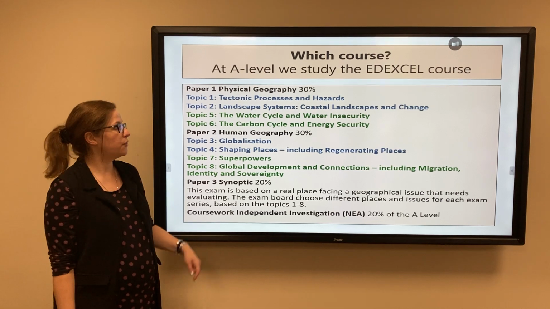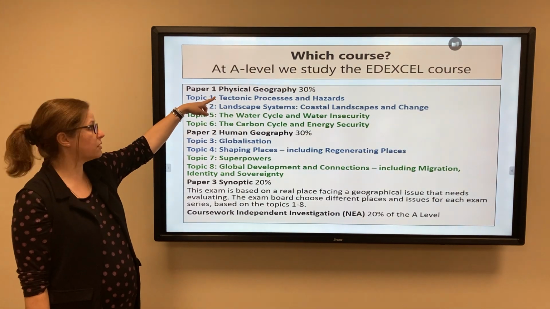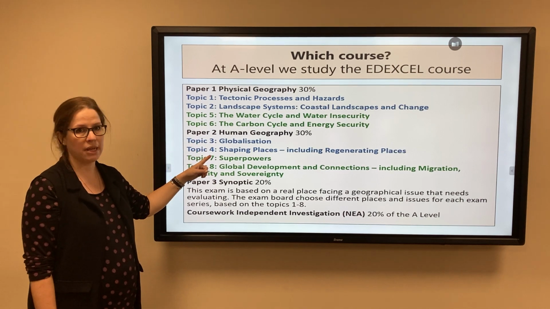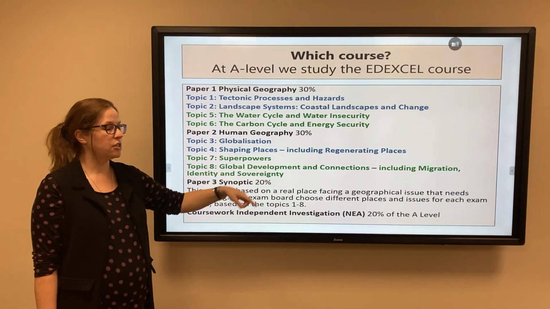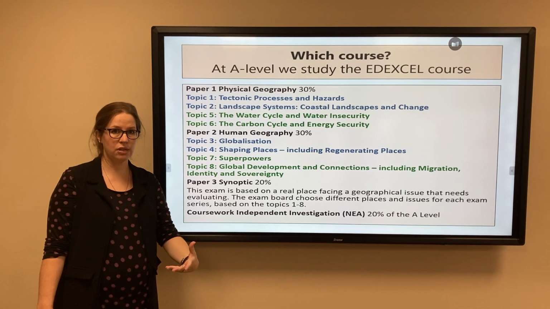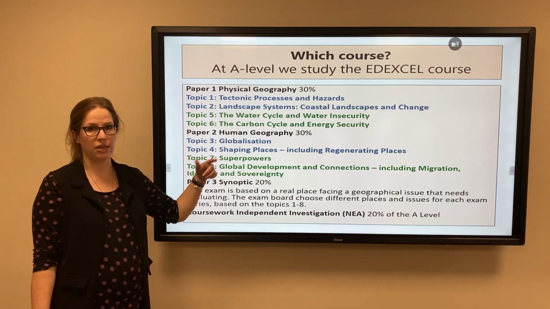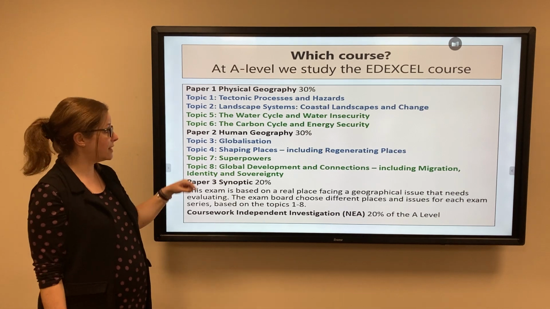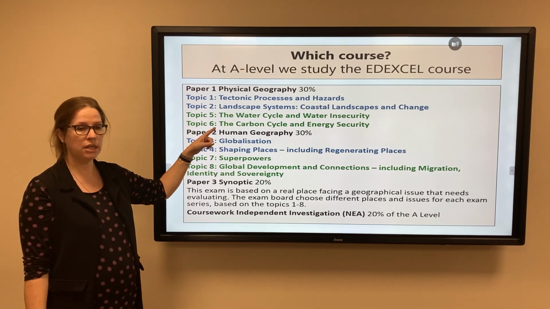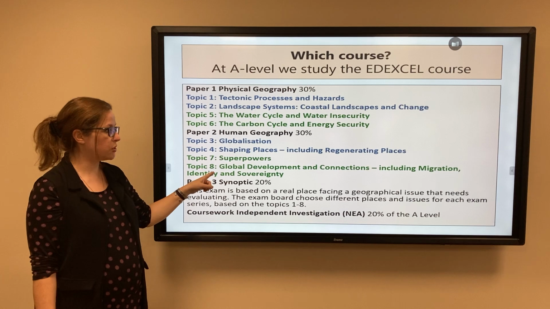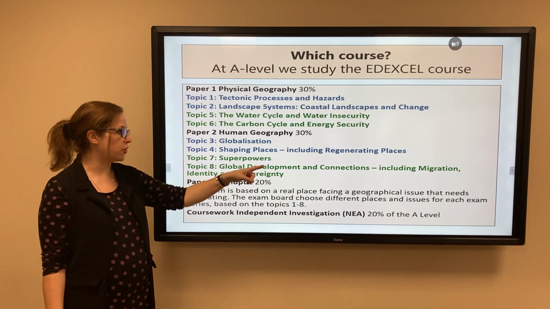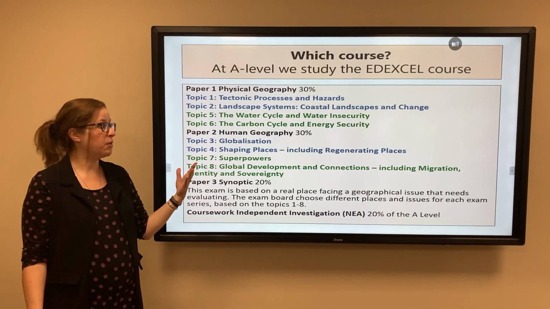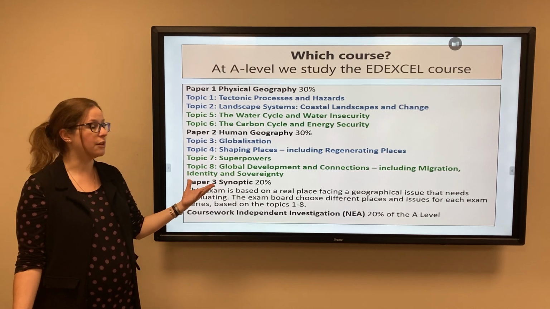So in Year 12, we have a tectonics unit, we have a coast unit, a globalisation unit, and shaping places with regenerating places. So quite similar to some of the GCSE content, except we do a different exam board, so the case studies are new to keep it vibrant and to keep it current. In Year 13, you study water and carbon, and then you look at superpowers, global development and connections, and the issue of migration, identity and sovereignty. That is all relatively new, and we find that the most interesting part of the A-level course.